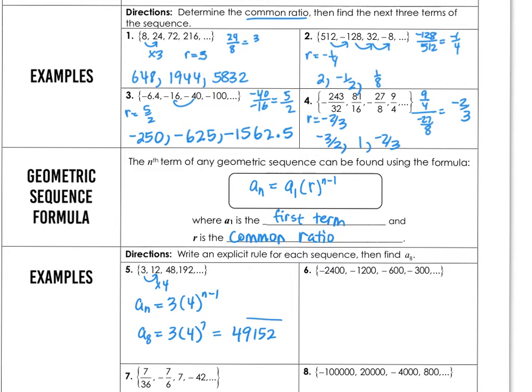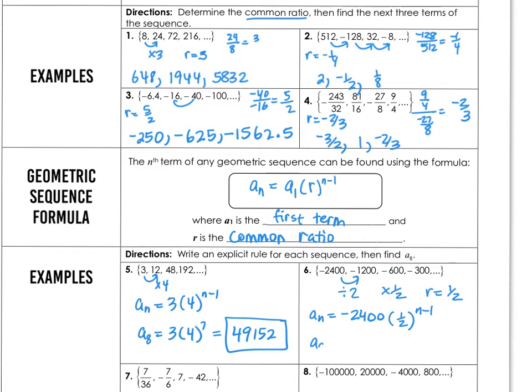49,152. Big number. All right, so the next one, looks like they're dividing by 2. And remember, if you're dividing by 2, you don't write divide by 2. You actually say times a half, right? So r is 1/2 here. So my nth term can be found by taking our first term, which is 2400, and multiplying it by 1/2, n minus 1 times. So there is our formula, our rule.